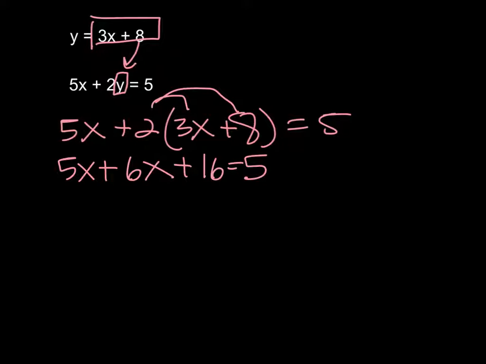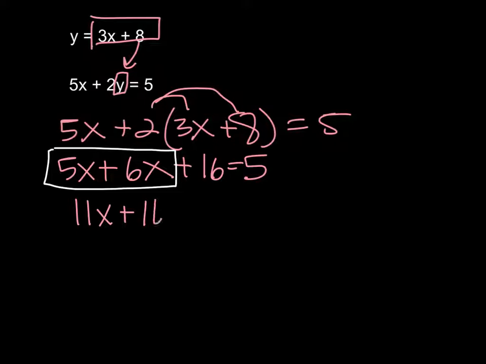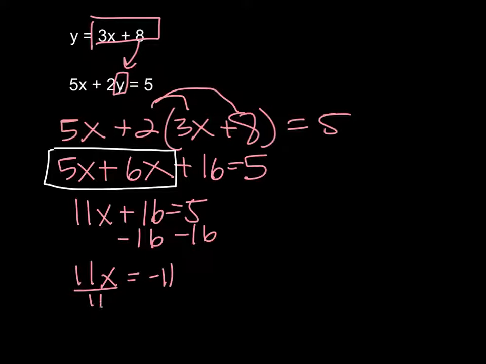And then on the left-hand side, I see I have two terms that are like terms. They're both x terms, and they're on the same side of the equation. So I'm going to put those together. 5x plus 6x is 11x, plus 16 equals 5. And then I can subtract 16 from each side. So I'll get 11x equals negative 11. Divide both sides by 11, and we'll figure out x equals negative 1.